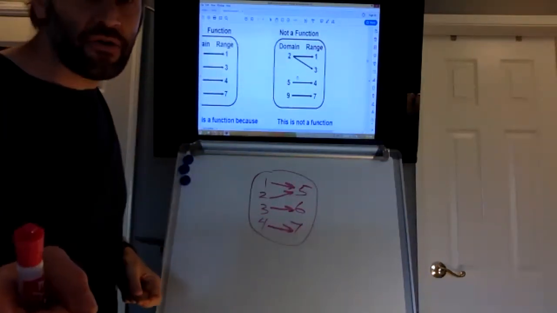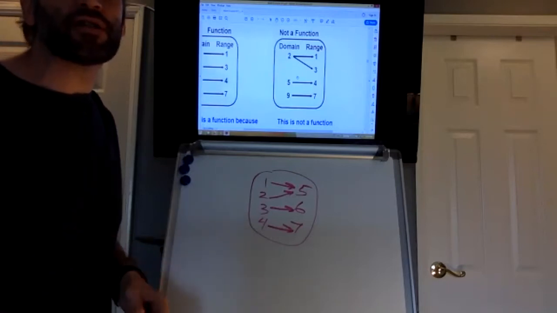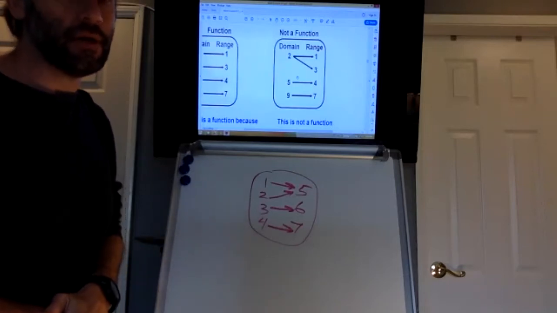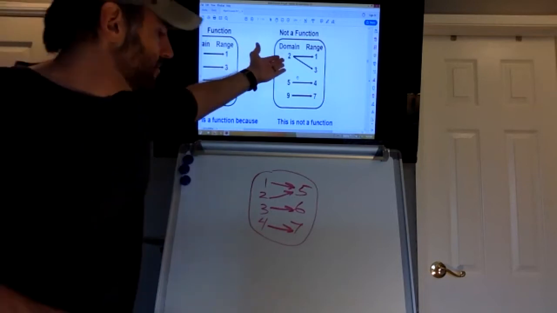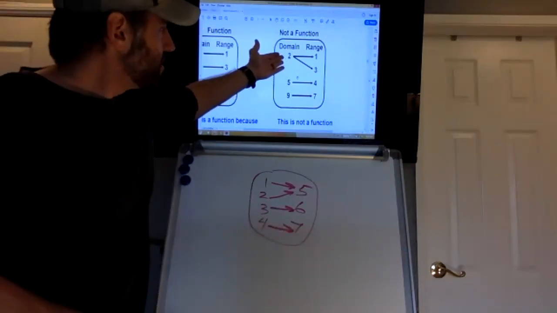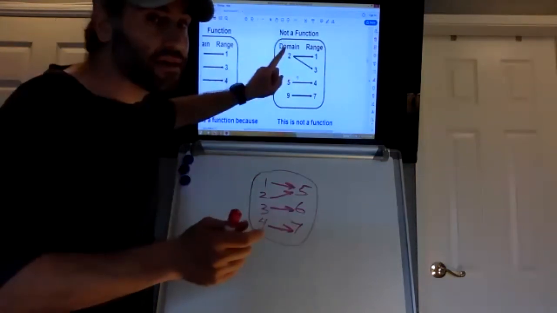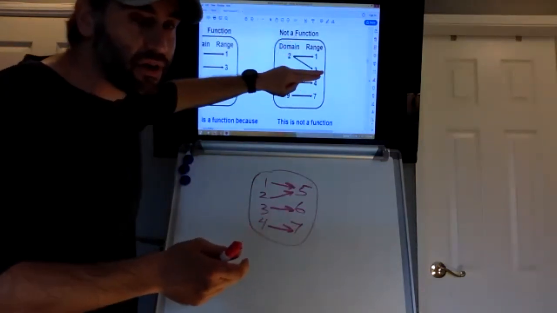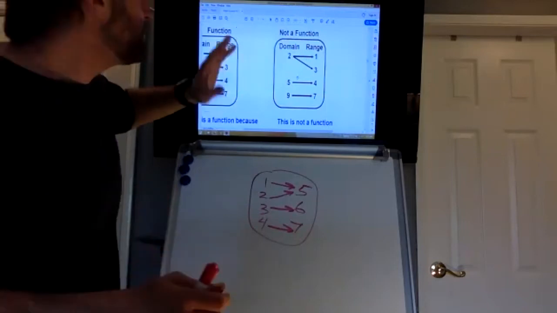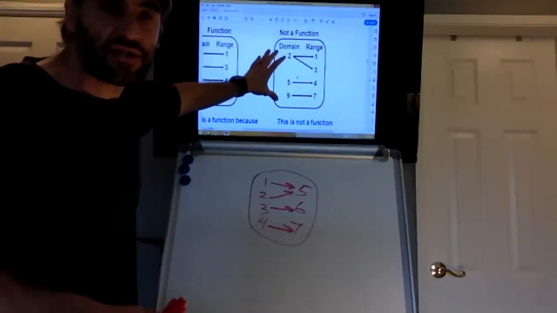If I ask you, what do you get out of it when you put in a 2? What would your answer be here? You wouldn't know. It could be 1 or it could be 3, and you don't know. That's how you can test. It's a little test you can do for yourself.